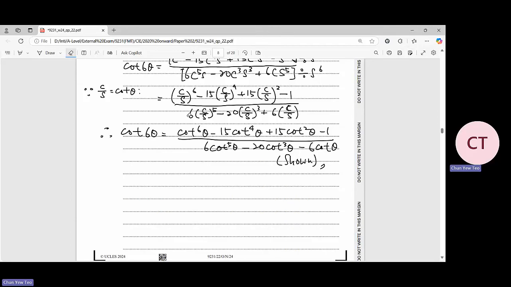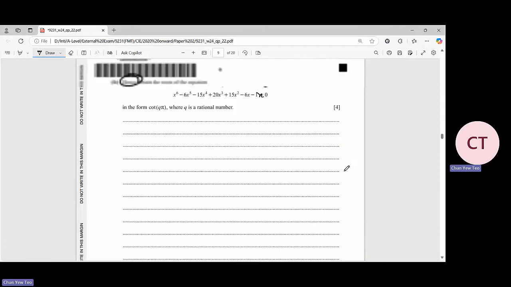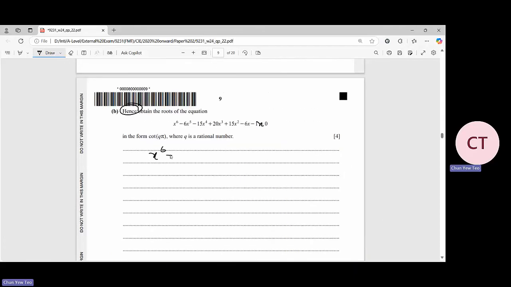You can see that all the even powers are on top, all the even powers are over here, and all the odd powers are below. So what you need to do is separate the odd and even. We make x power 6 minus 15x power 4 plus 15x squared minus 1, and let it equal to 6x power 5 minus 20x cubed plus 6x, and we divide them.